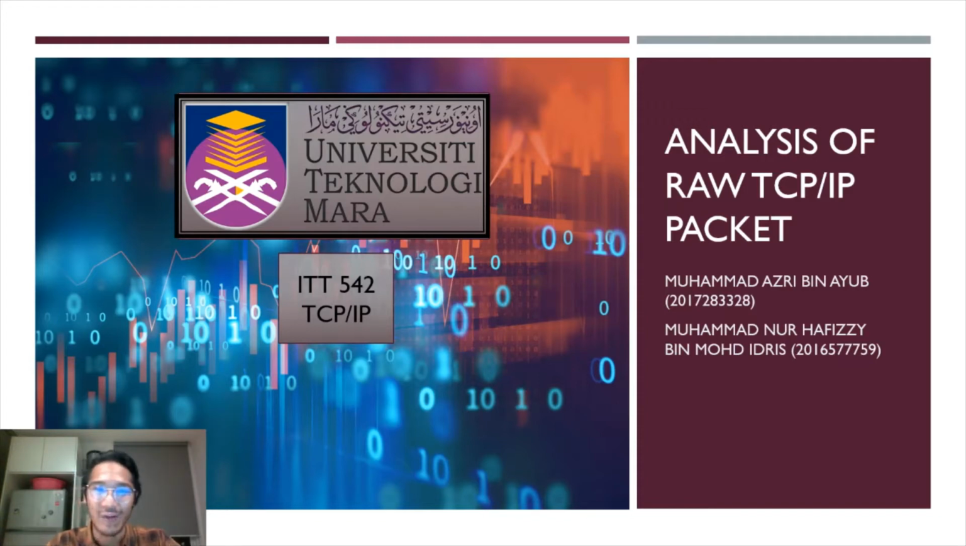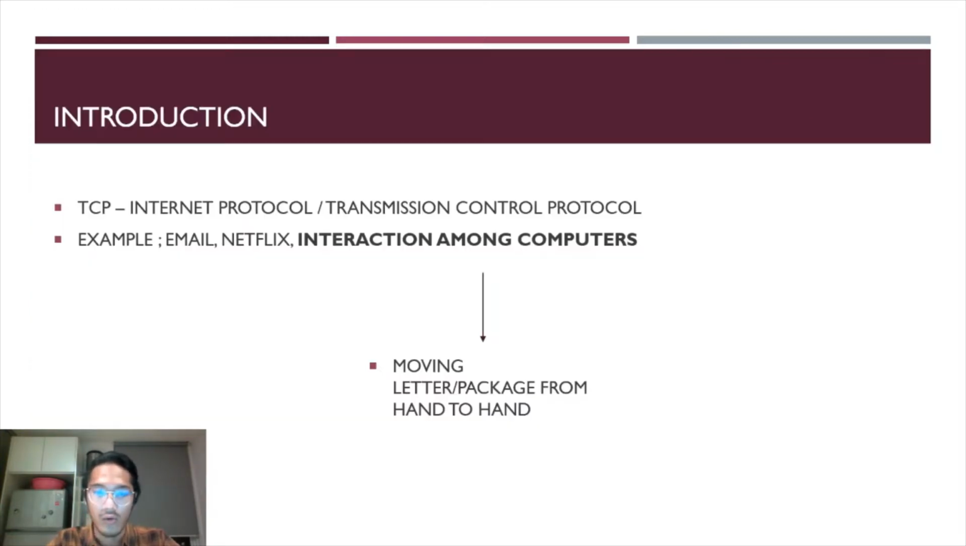Today we are going to explain the analysis of raw TCP/IP packets using Wireshark. So for the introduction, TCP, which is the Transmission Control Protocol, is a collection of structured rules that allow computers to communicate over the network, just like the internet. Individual computers can do an array of jobs on their own, but when they communicate with each other, the real power of computers shines.